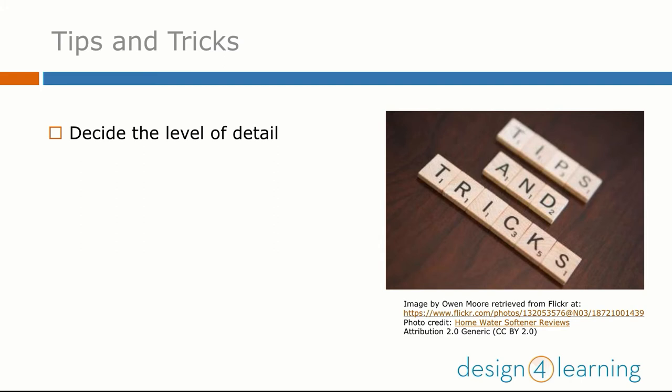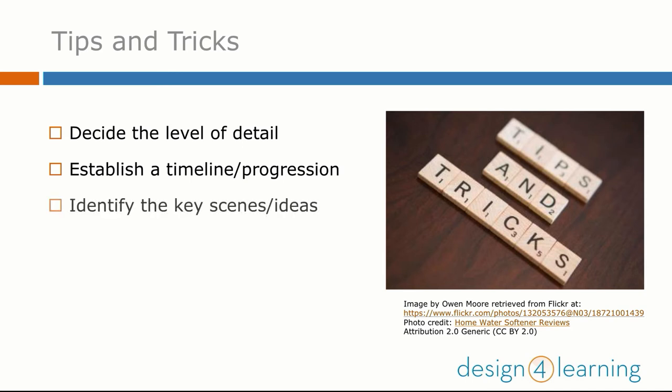If there's too much information, remove it. If not, add it. Establishing a timeline or progression once you've adjusted the level of detail helps you know that now that you have the exact right content, you're going to present it in the right order. Identify the key scenes or ideas and then try to front-load your content so the more important information comes first. Don't bury the lead. Fine-tuning the content of your storyboard not only makes a more professional display piece, it also gets you one step closer to polished content that you will actually present.